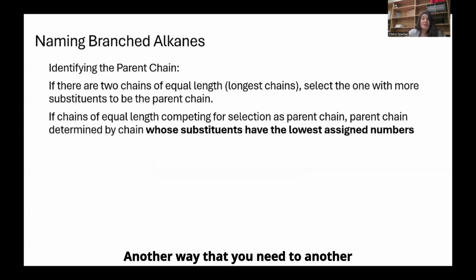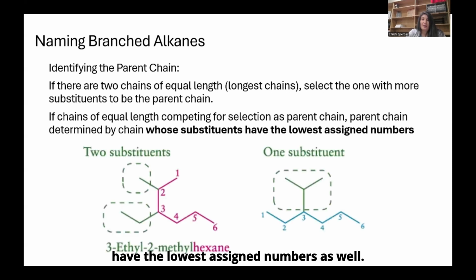Another thing you need to consider for identifying the parent chain, if two chains are equal length, so you count a parent chain or a chain and you get the same number of carbons both ways, you select the one with more substituents to be the parent chain. And then the parent chain is determined with whose substituents have the lowest assigned number. So you also want to number your parent chain so that your substituents have the lowest assigned numbers as well.